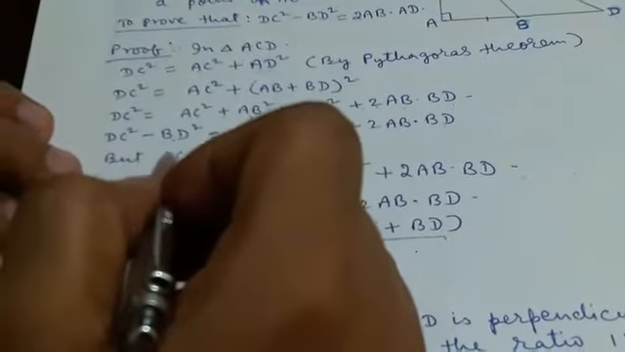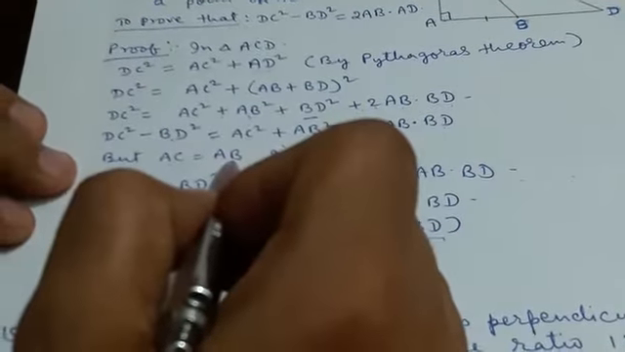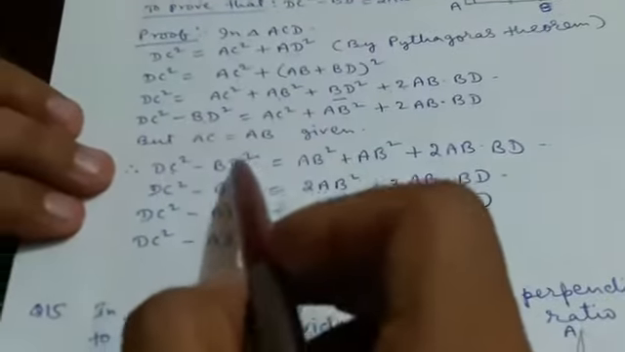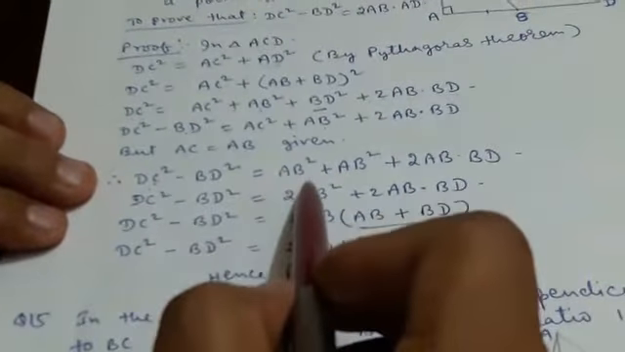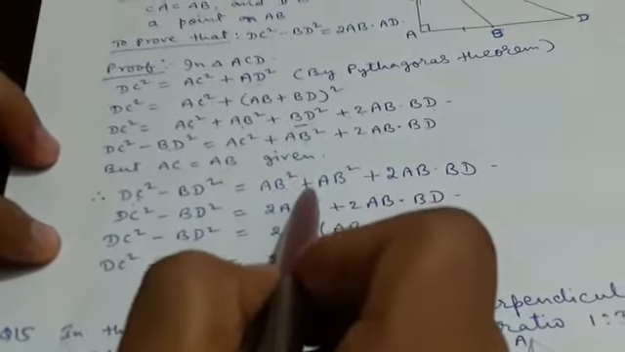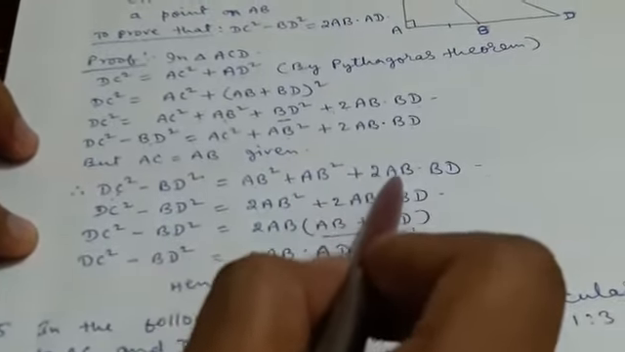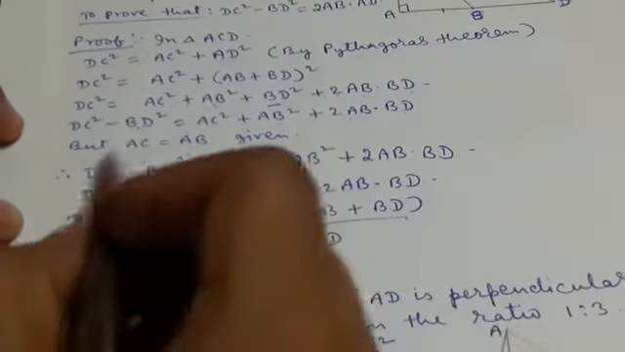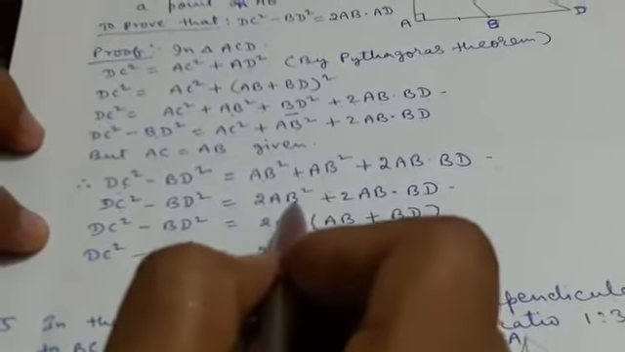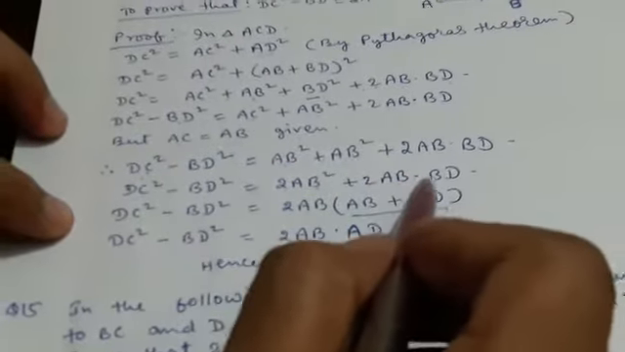But it is given in the question that AC is equal to AB. Therefore DC square minus BD square is equal to, in place of AC we will write AB, so AB square plus AB square plus 2AB into BD. Now DC square minus BD square is equal to AB square plus AB square, that is 2AB square, plus 2AB into BD.